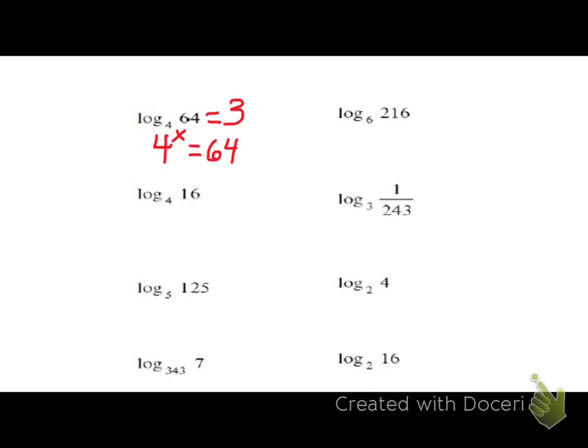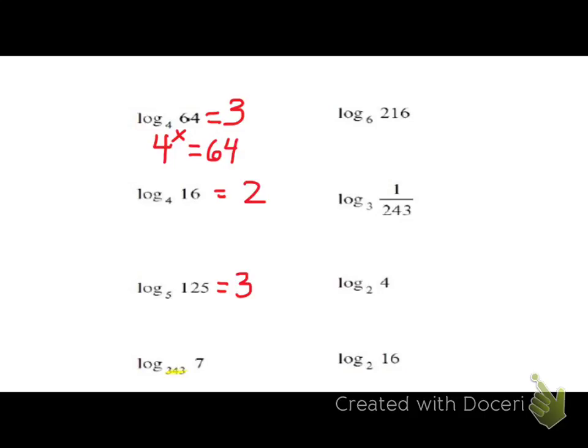That's the answer. Then for the one underneath it, it says log base 4 of 16. So I'm asking, how many times do I have to multiply 4 by itself to get 16? Twice. How many times do I have to multiply 5 by itself? 3 times. So it would be 3. 5 times 5 is 25, times another 5 gives you the 125.